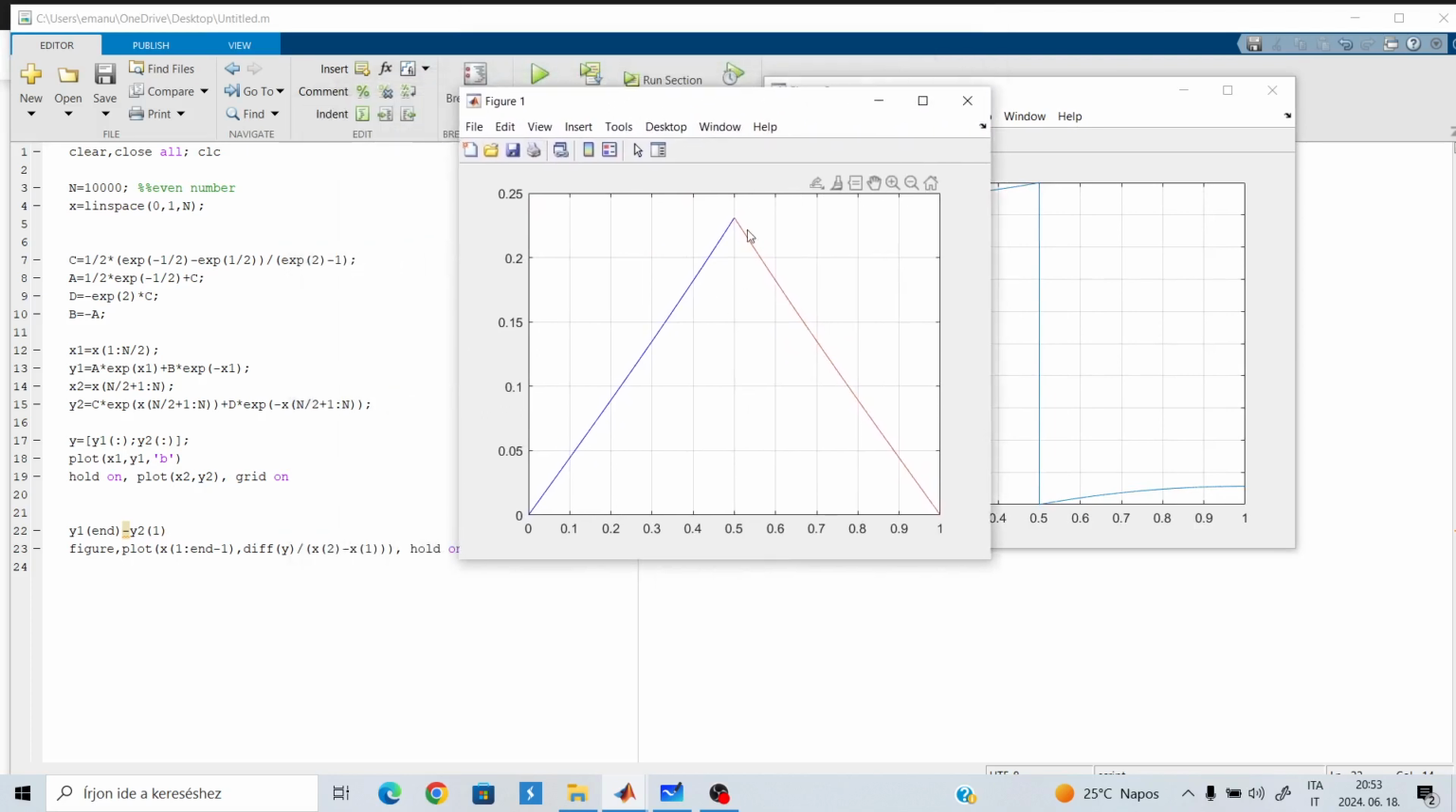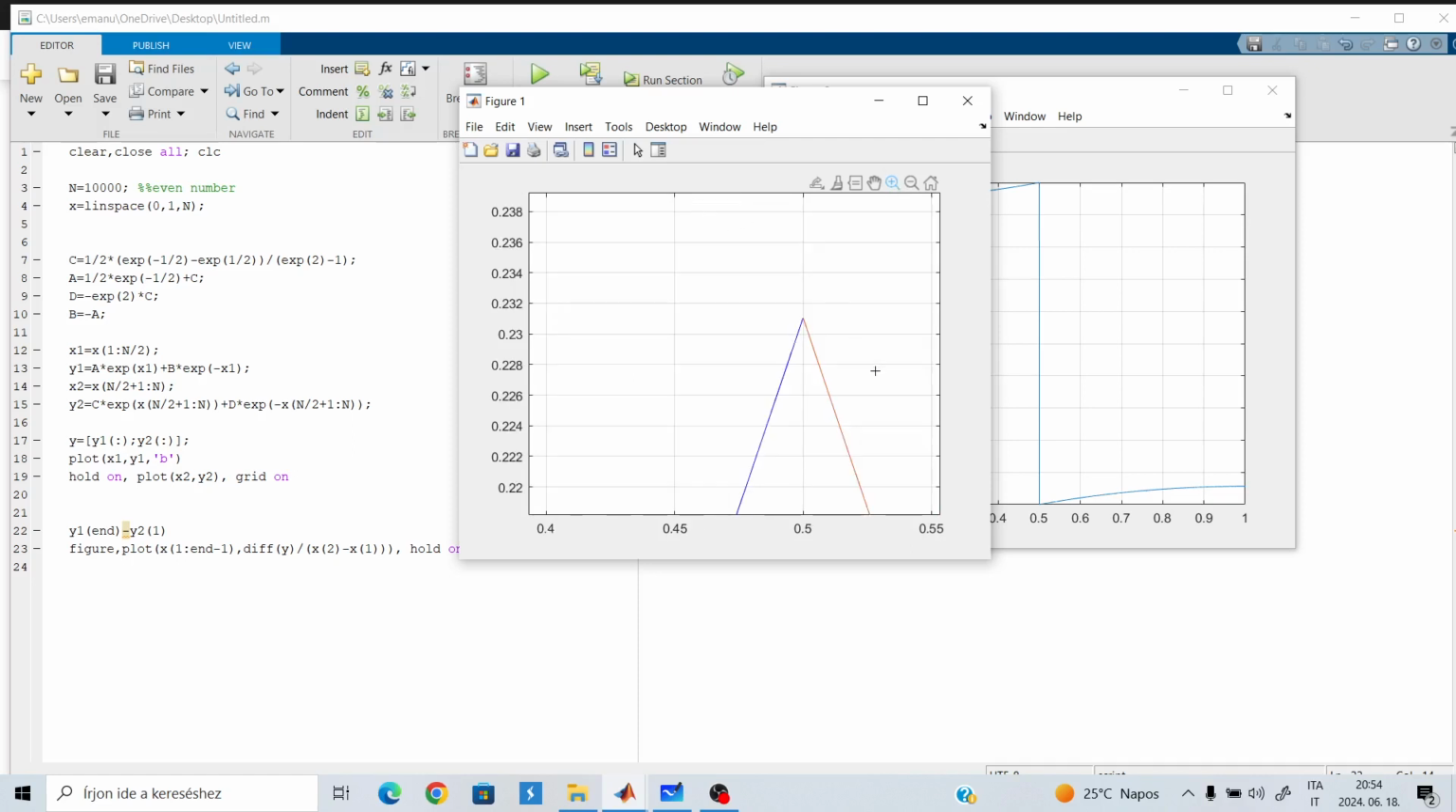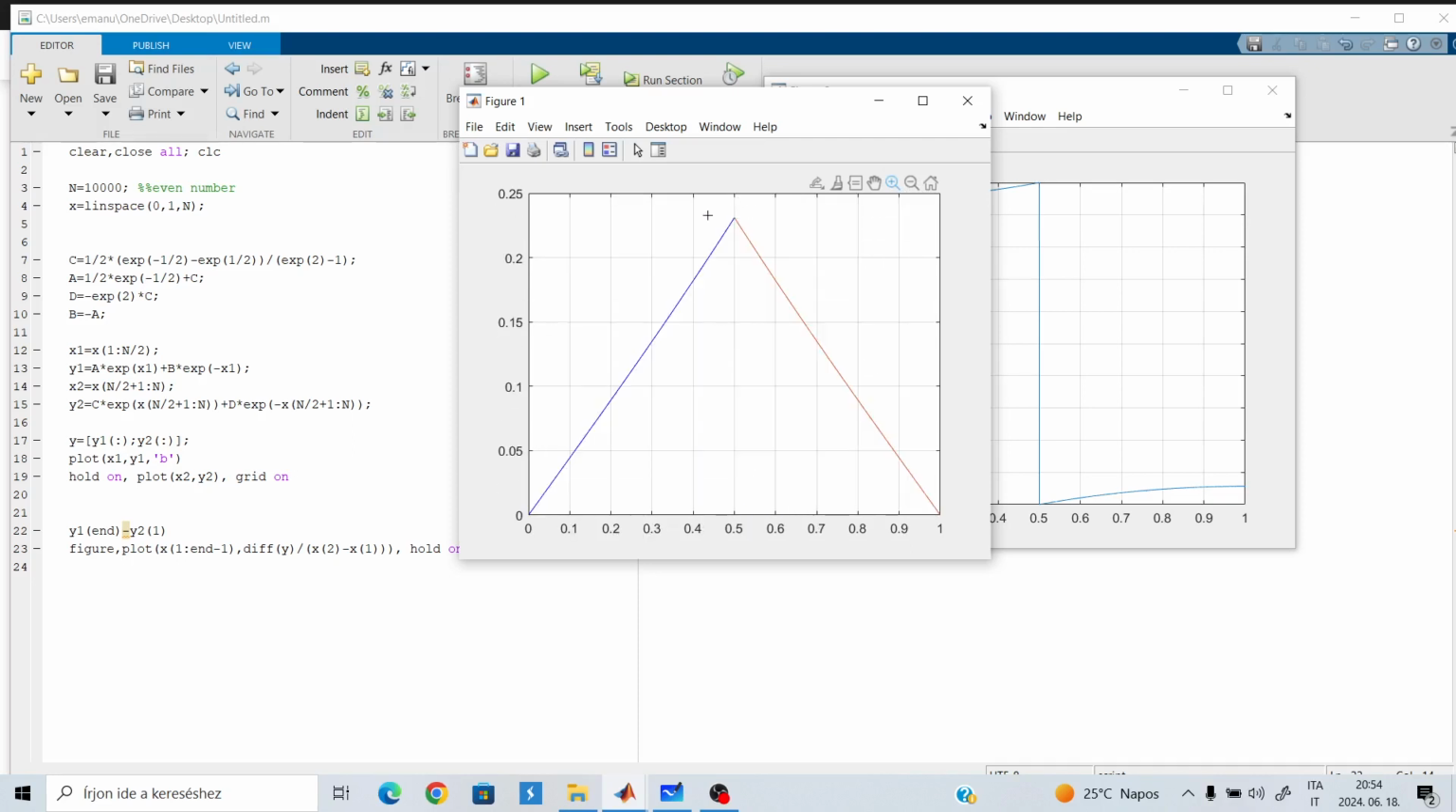If I run the code, this is the function g of x that we call g of x in the problem. You can see that g of x is equal to 0 at the boundary, as expected. So g of 0 is equal to 0, g of 1 is equal to 0. And then you can see that it is continuous at g of 0.5, which is g of 1/2. It is continuous and it has a value around 0.23, something like that.